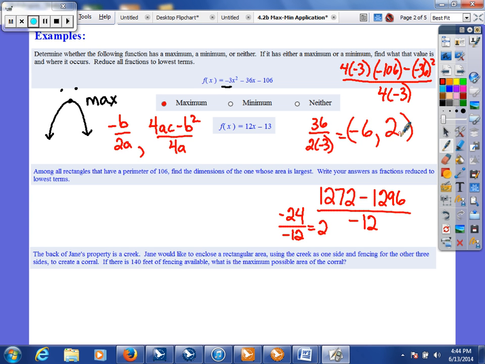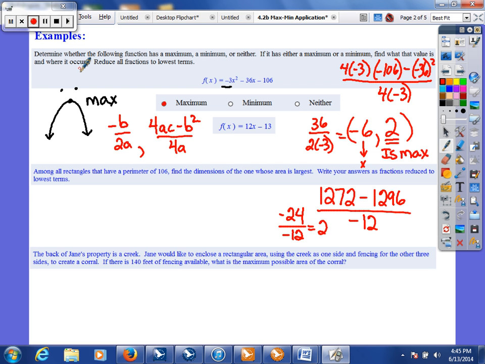And so what is the maximum? The maximum here is 2. This is the max. Where does it occur? At negative 6. Okay, and that's our x value. So if they said, what is the max or min, you'd put 2. If they said, where does it occur, you'd put negative 6. In this case, it says, find what that value is and where it occurs. So it's asking for both.